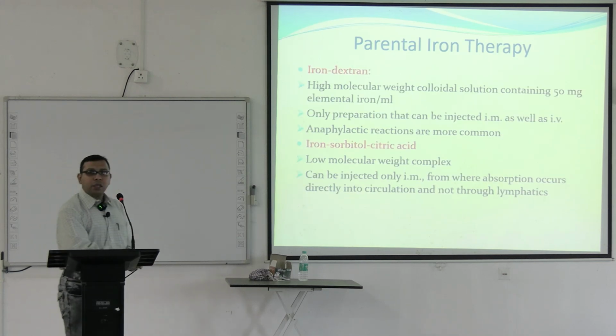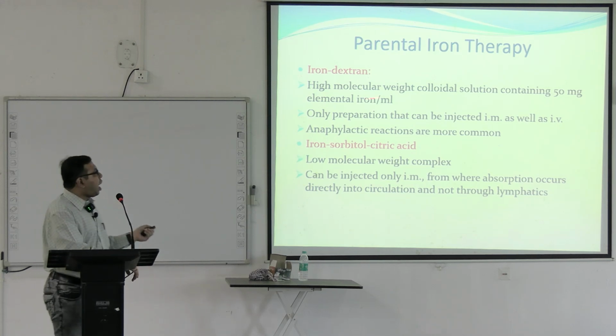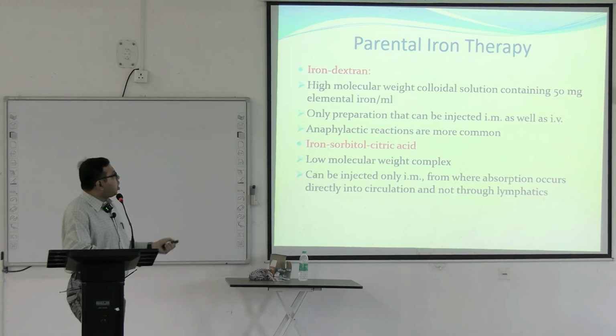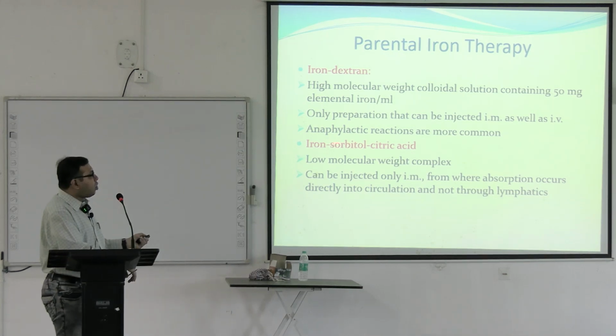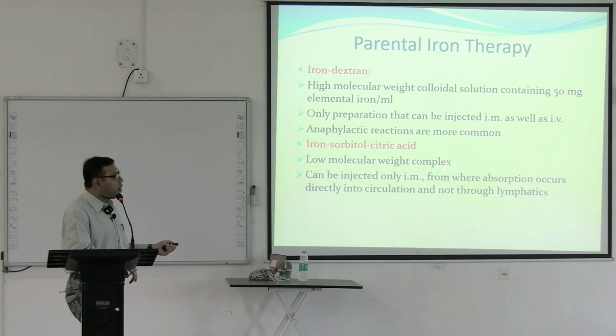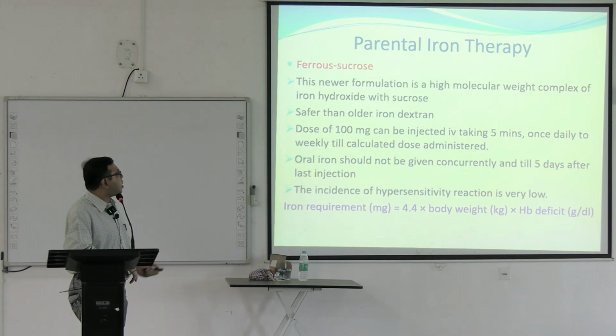So there are different preparations of parenteral iron. These are the older or conventional preparations like iron dextran and iron sorbitol citric acid. Iron dextran is a high molecular weight colloidal solution containing 50 milligram elemental iron per ml. It is the only preparation that can be injected intramuscularly as well as intravenously. But the problem is anaphylactic and severe allergic reactions, which are very common with parenteral iron preparations. Iron sorbitol citric acid is a low molecular weight complex, can be injected only intramuscularly, from where absorption occurs directly into the circulation and not through the lymphatics.